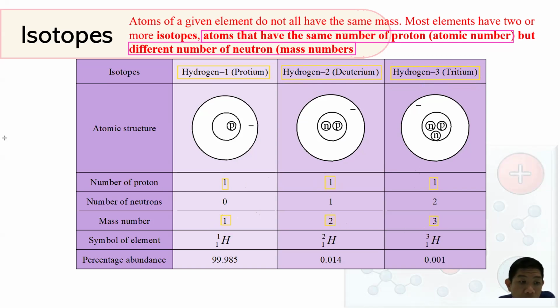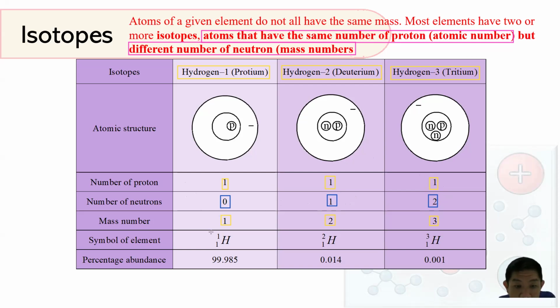So eventually, if you were given the mass number and the atomic number, you can calculate the number of neutrons, where you subtract the atomic number from the mass number. So 1 minus 1 you get 0, 2 minus 1 you get 1, 3 minus 1 you get 2. So how do these isotopes get represented in the form of the symbol of elements?